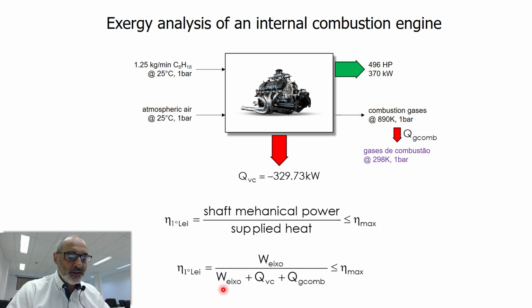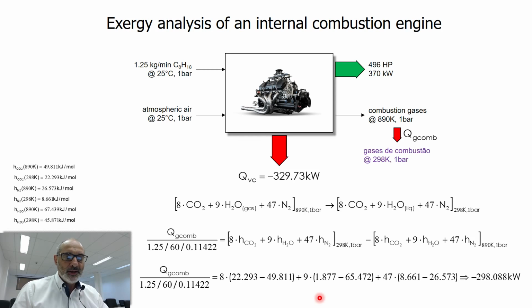So let's try to assess. We know this. We already calculated this. Now let's try to assess this one. To assess it, I only have to calculate the amount of heat that I have to remove from these combustion gases in order to bring them from 890 Kelvin to 298 Kelvin. We already did this in some slides ago. So it's the same. First law of thermodynamics.